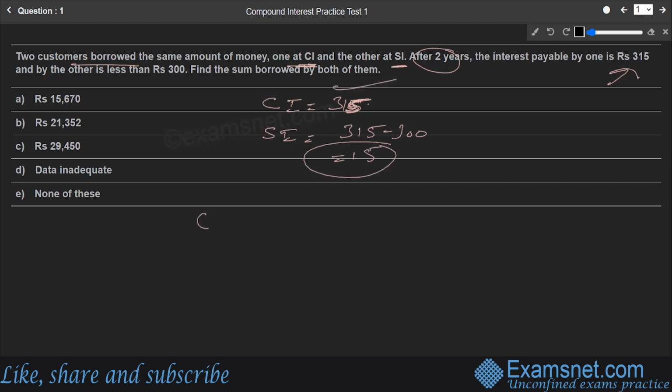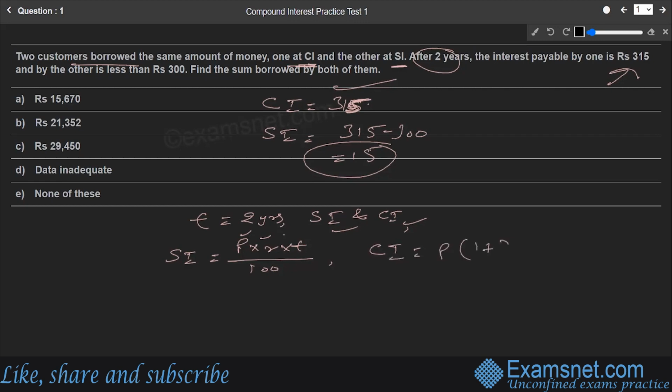Here the time value is given, 2 years. The CI and SI both have been given. If we look at the formulas for simple interest and compound interest, the simple interest is given by P into R into T upon 100, that is principal into rate into time upon 100. And if you want to calculate compound interest, it is given as P into (1 plus R over 100) to the power n, where n is the time value, minus P.